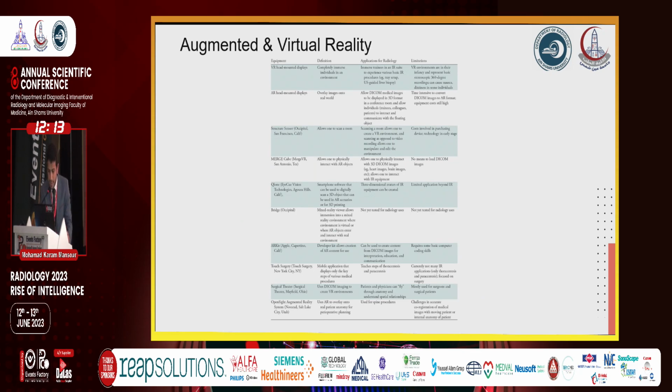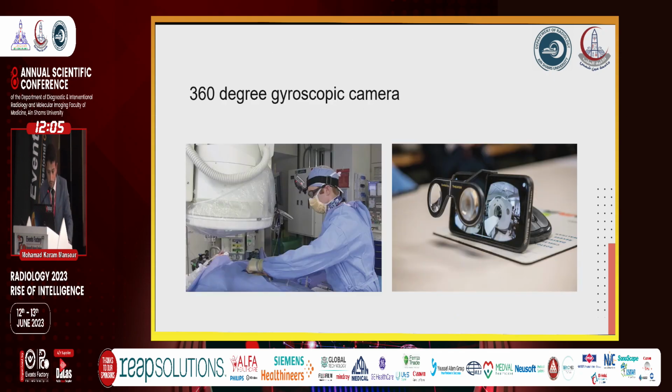Augmented reality and virtual reality. A lot of them are under research, but we have 4 that we will talk about in this lecture. 360-degree gyroscopic cameras are used for training. This camera on top of the main operator records in 360 degrees, and then the video is imported to a mobile phone or any other machine. Using this lens, the trainee can see the operation as if attending from all directions, and can see the main operator's hands, the screen, the patient, everything.